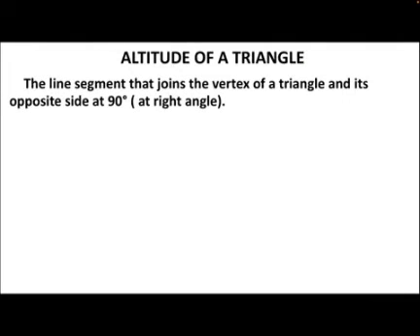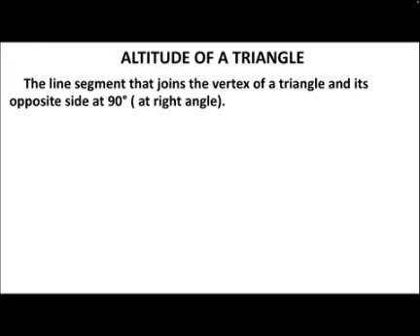Next, altitude of a triangle. Now, if you are very clear with median of a triangle, let us see what altitude of a triangle is. Okay? Now, what comes into your mind whenever we talk about altitude? Altitude means it is the height of anything. Altitude refers to height. Here we are referring to height of a triangle. Now, let's see what it is.